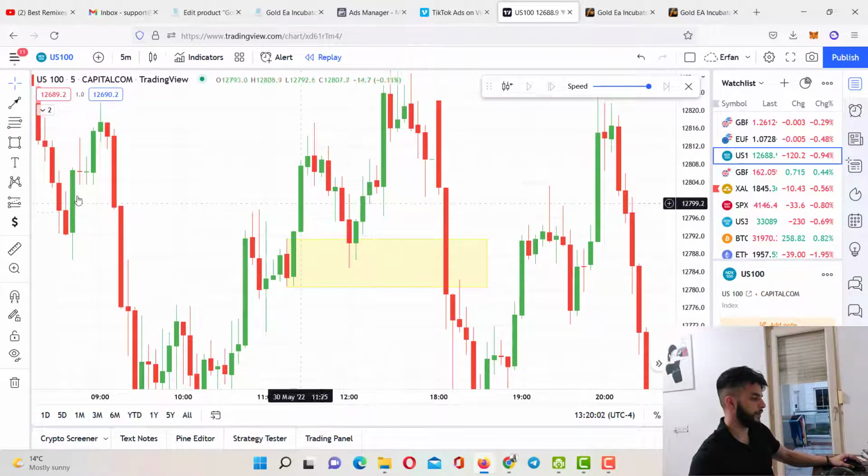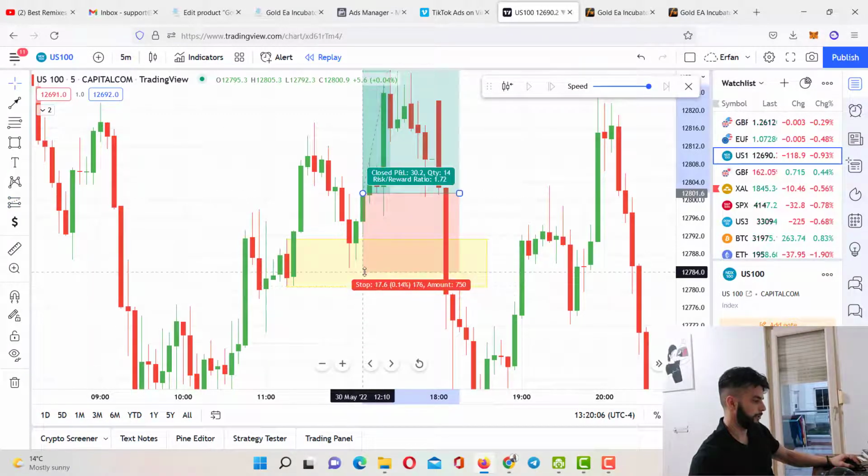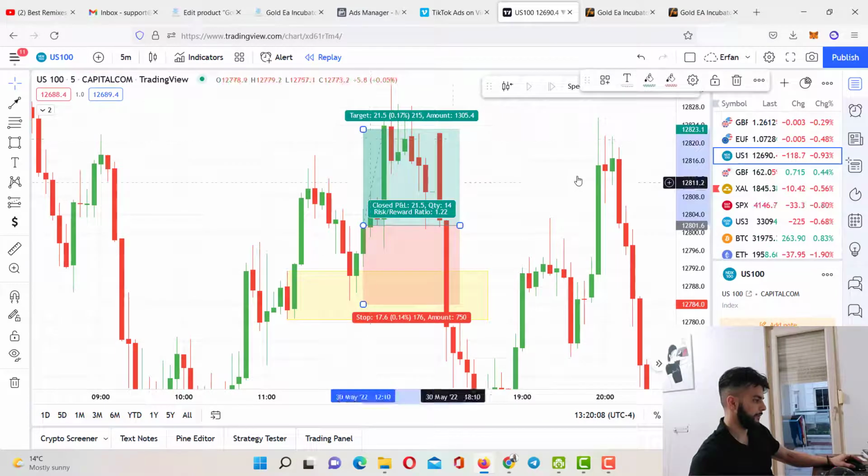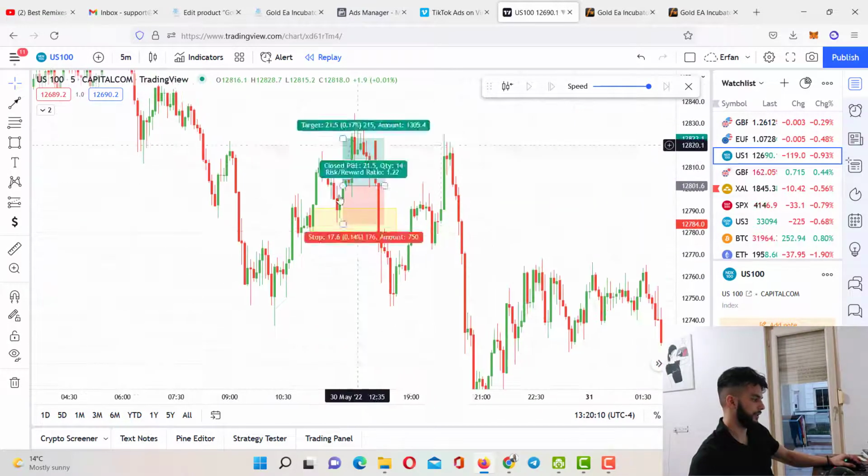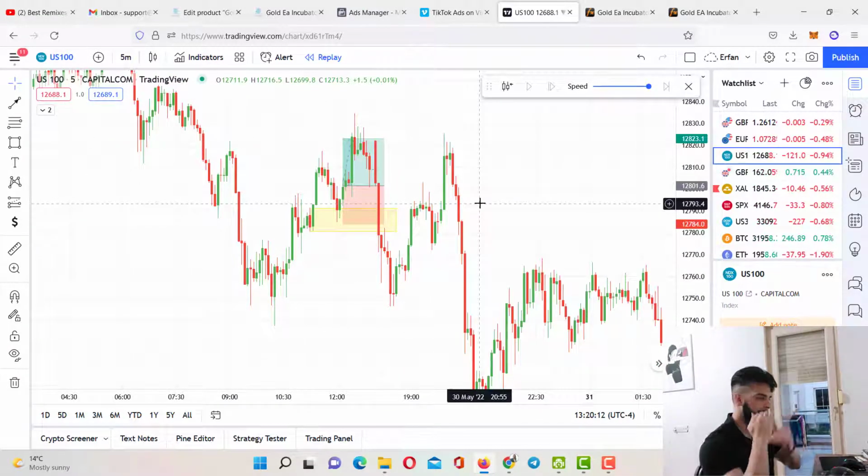And if I wanted to take this buy position, I could have literally taken it from here, put my stop loss here, and my TP right here. See, it's still a beautiful trade both ways, sell and buy.